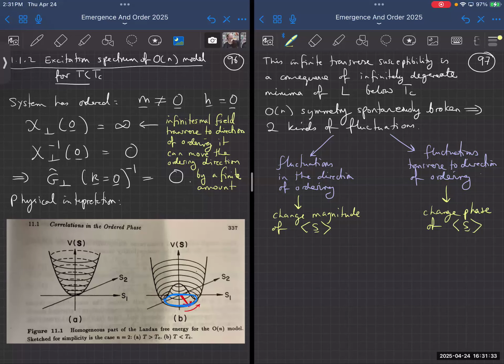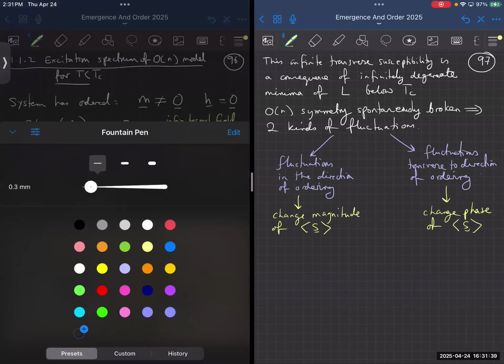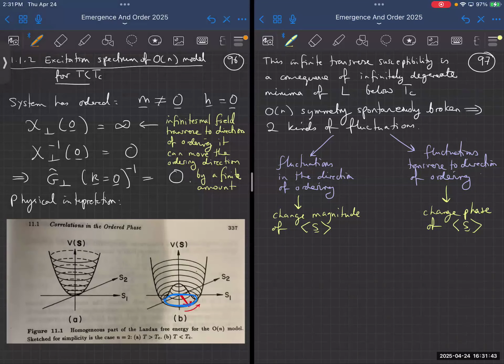Now, if you look at the picture, I want you to imagine what happens when we change the magnitude. So let me draw a cross section through this picture. That's a bad picture. Let's do it again.